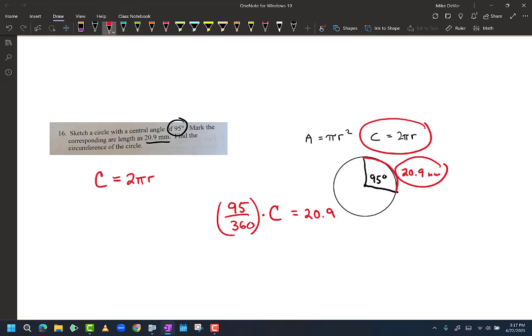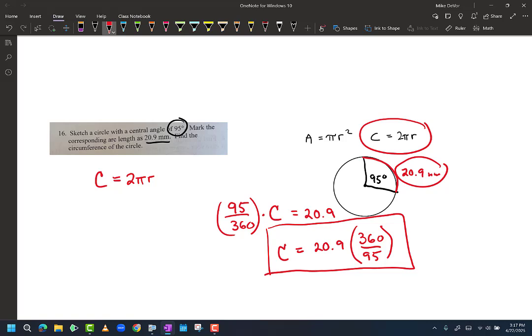Again, this is more than anything an algebra problem. So the circumference is 20.9 times, we would multiply by the reciprocal, right, to isolate the variable. And that's something you can just plug into your calculator. So again, it's all about the idea that sectors, central angles, all this sort of stuff, has to do with just a part of the full circle. It's just a fraction. And the key understanding is how to find that, using the central angle to do that.